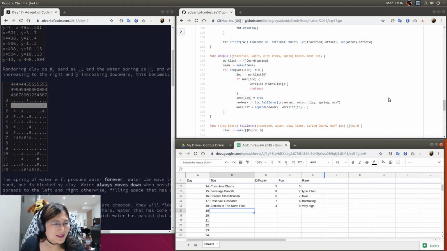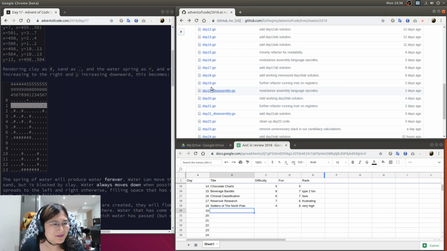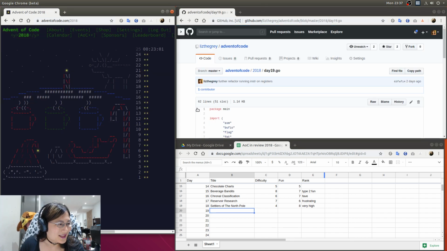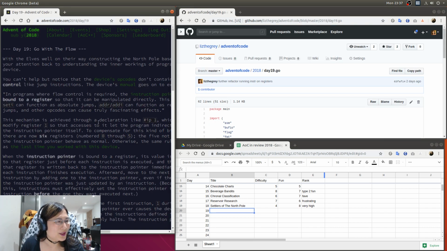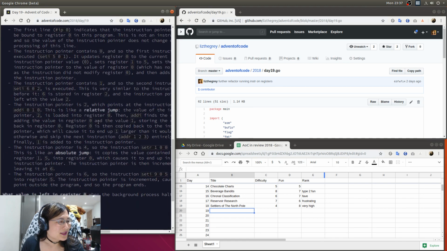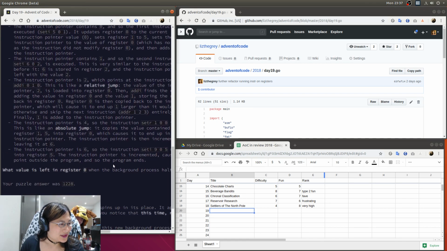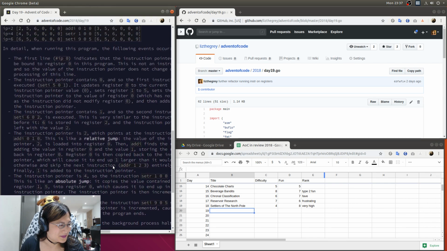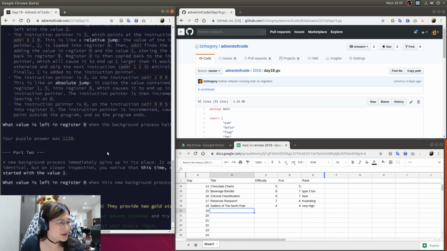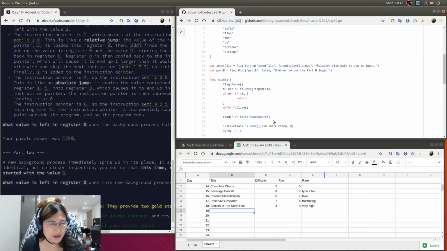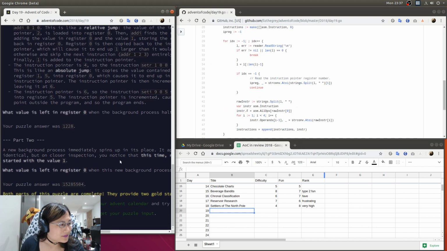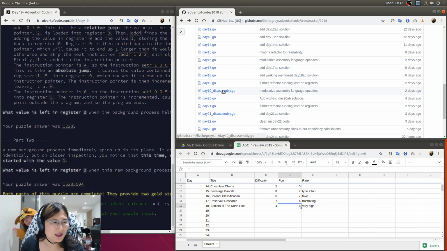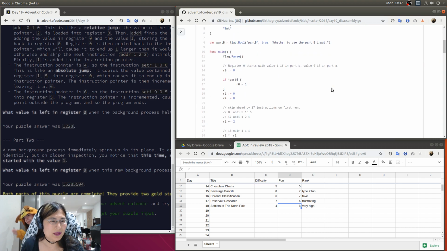Okay. Day number 19. Day number 19, I am very much going to spoil it for you. So day number 19 finally introduces the idea of the program counter and actually having a proper instruction pointer and a proper CPU. And this one required you to disassemble it. If you did not disassemble it, you're going to have a really bad time.